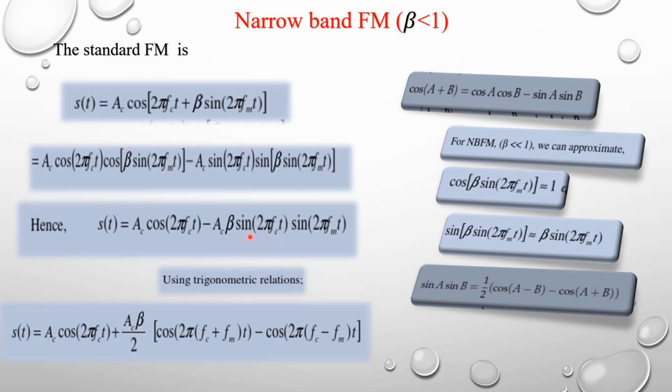This is in the form of sin A and sin B with a negative sign. So we know that sin A sin B equals 1 by 2 of cos(A minus B) minus cos(A plus B). After expanding, we get AC beta by 2 into cos 2 pi(fc plus fm) t minus cos 2 pi(fc minus fm) t, and this is the narrowband equation. So we derived the narrowband FM equation.